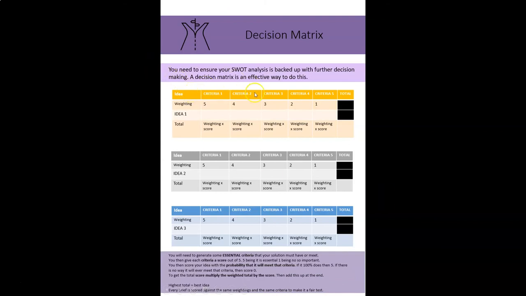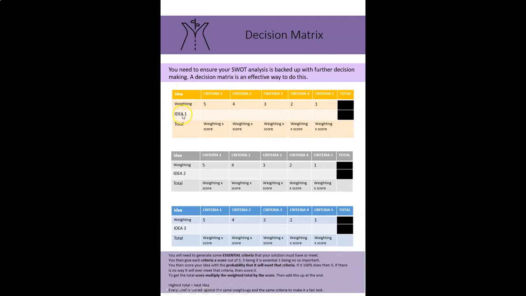You have your idea. You come up with some essential criteria. Now, I would say that coming up with 5 essential criteria that your product or your solution must have is a good number. You then provide each criteria with a weighting out of 5. 5 being that this is absolutely the most important, it 100% has to meet this criteria. Whereas 1 would be it needs to meet this criteria, but it's not that important if it does or it doesn't. So you score your criteria and give it a weighting.